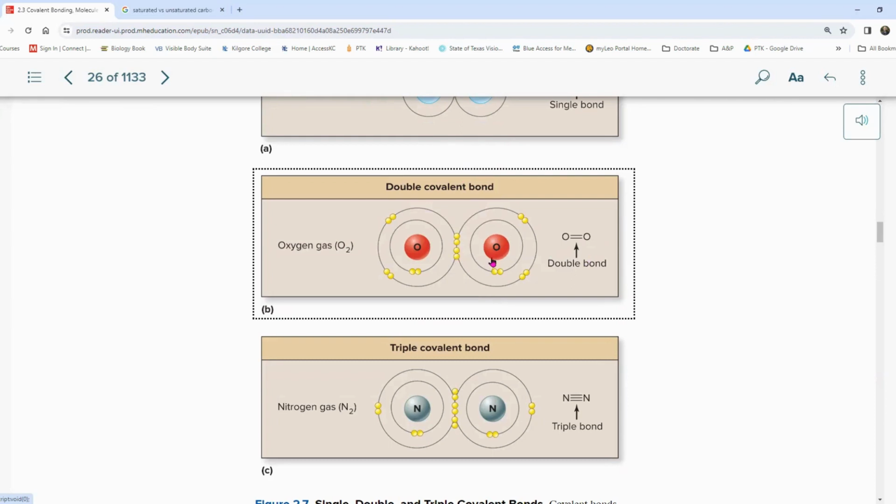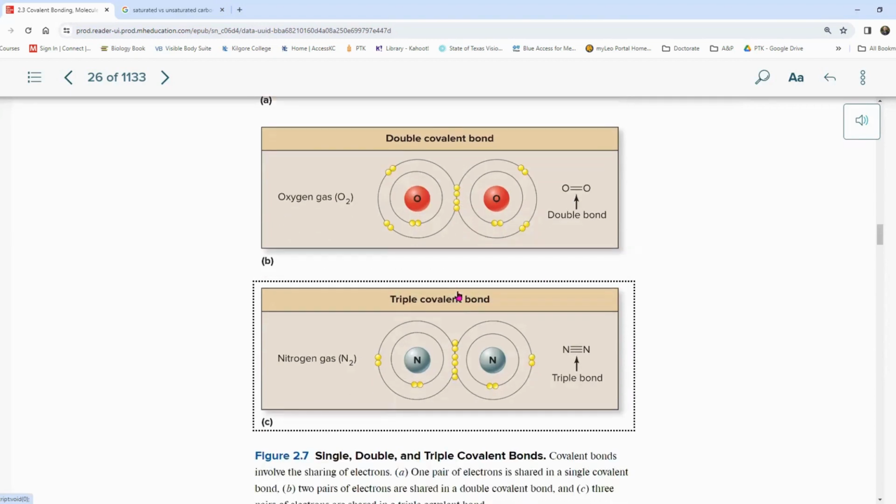So let's count how many electrons are in its outer shell. You have 2, 4, 6, 8. Now let's go to this other oxygen: 2, 4, 6, 8. They're sharing 4 electrons between the two. So this is what covalent bonding is. It's a lot stronger bond to each other. And in a triple covalent bond, they're sharing 3 sets of electrons, which means it's a really tight bond.